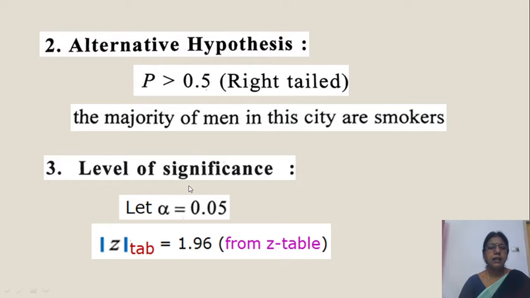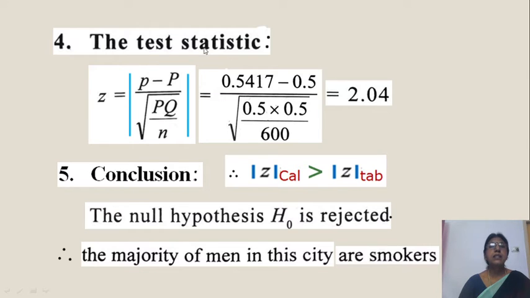Now let us take the level of significance. Significance is not given in the problem. As usual, if alpha is not given, take it as 5%, in decimals 0.05. Now, Z tabulated value from Z tables is 1.96. Test statistic: use the formula Z is equal to p minus P by root of PQ by n and substitute these values, small p, capital P and Q, you get 2.04. No doubt here the calculated value 2.04 is greater than the Z tabulated value.